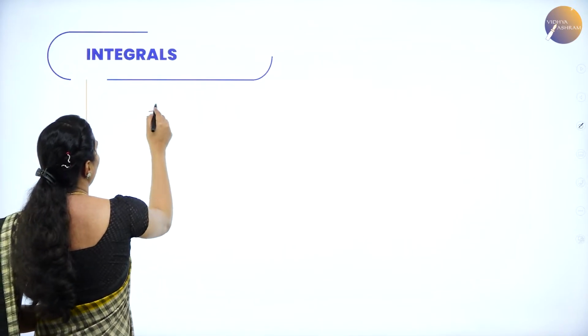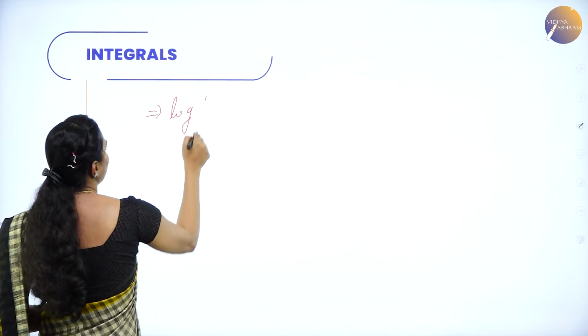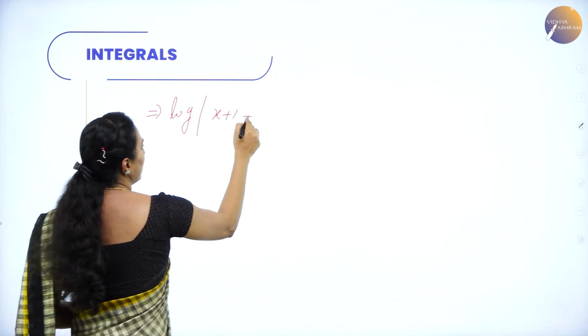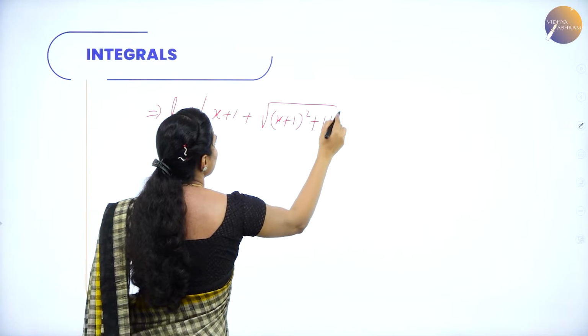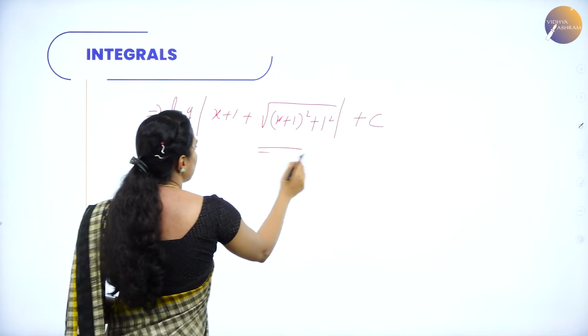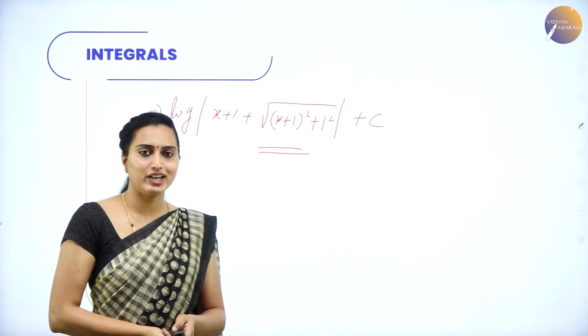Now relating that and writing it as it is: log of modulus of x plus 1, plus under the root of x plus 1 whole squared plus 1 squared, plus c. And this is your final answer. You are going to get it as this.